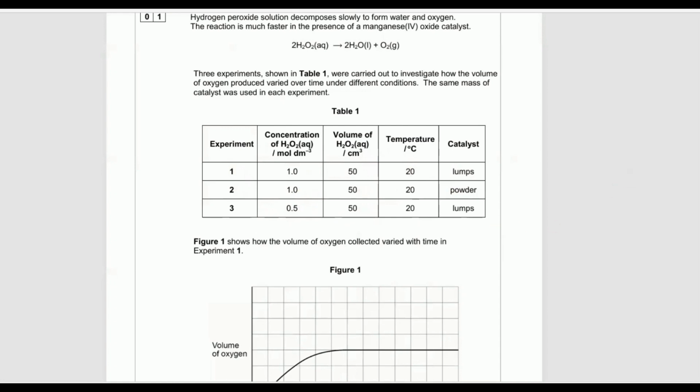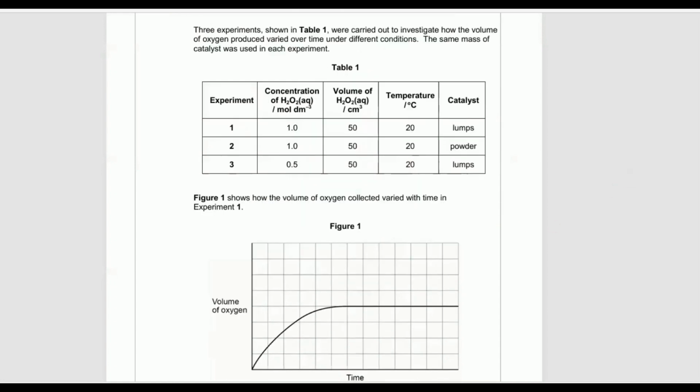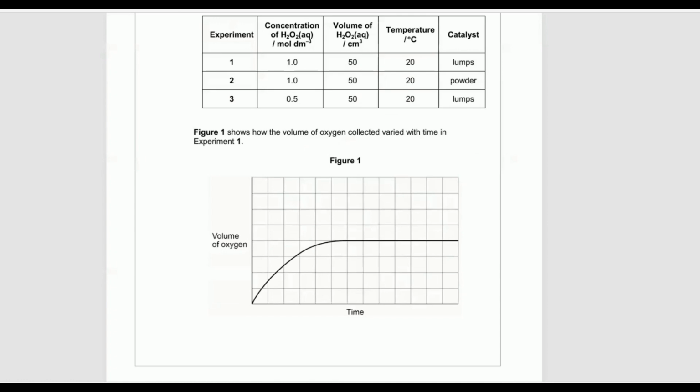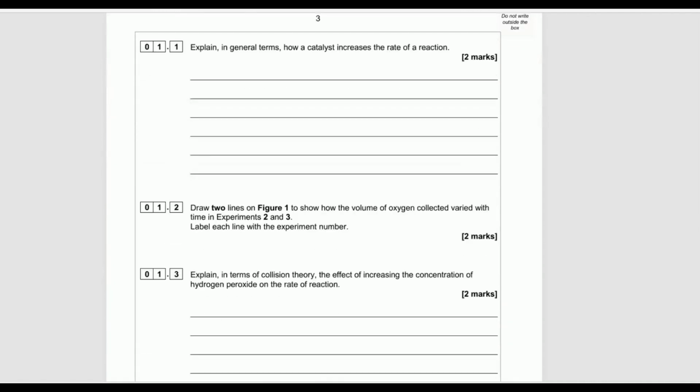For the first question, we're shown the graph with the volume of oxygen against time. It's a typical graph where, as the reactants start to run out, we get a curve on the volume of oxygen produced, and then it levels off when there are no more reactants left, or when either of the reactants has run out. In this case, there's only one.